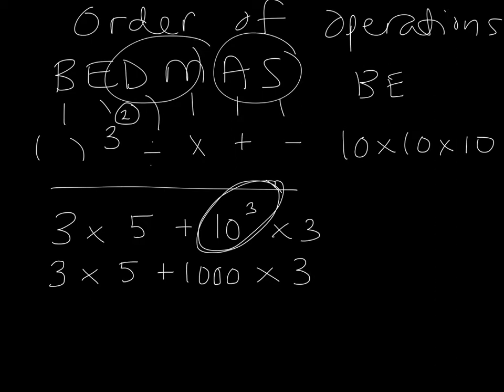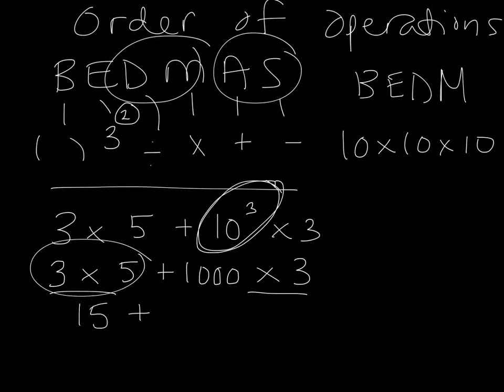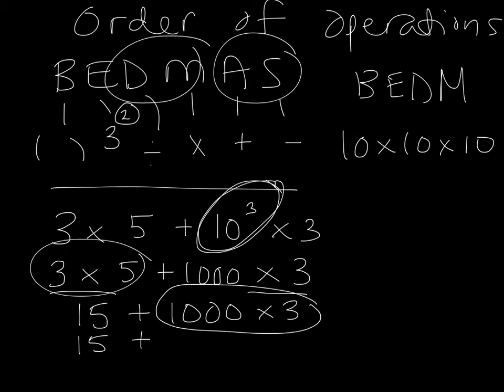So we've done exponents. Is there division? No, there's not. Is there M, multiplication? Yes, there is. There's the 3 times 5, and then there is the times 3. So we could do both of those in the same line, or we could do them in 2 separate lines, whatever you're comfortable with. So the first thing I would do is the 3 times 5, which is 15. Then you continue the question, plus 1,000 times 3. And then we go to the next line, 15 plus, and now we're going to do the multiplication. So now we're going to do the 1,000 times 3, and that, of course, is 3,000.